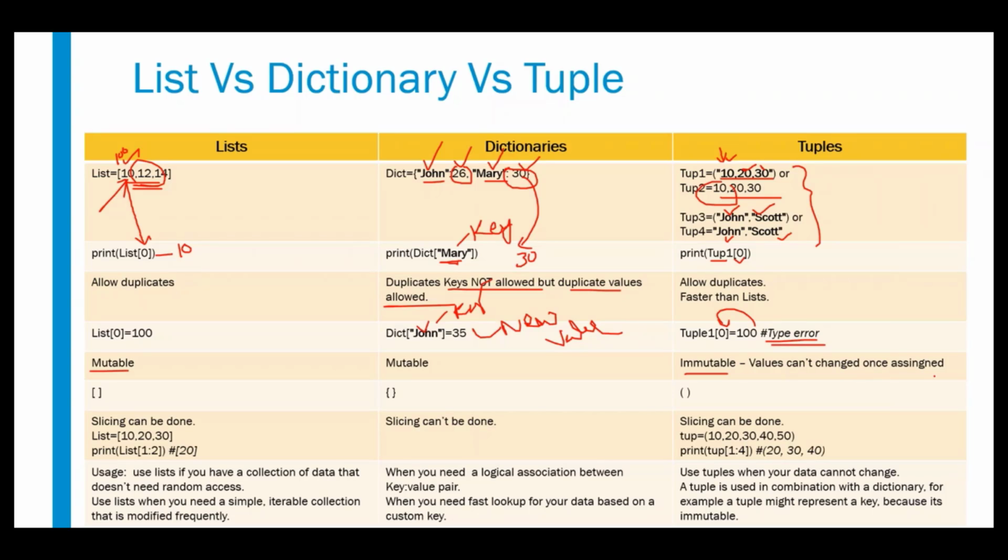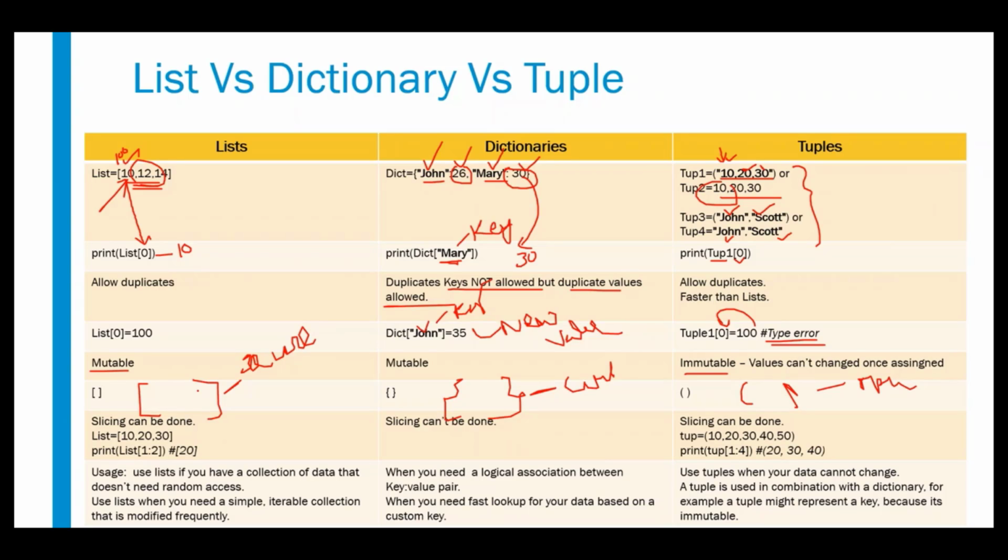Values can't change once we have assigned, because a tuple is immutable, and dictionary and list are mutable. Okay. Now lists are created using square brackets, and dictionaries are created using curly braces. And tuples are created using open braces. These are called square brackets, these are called curly brackets, and these are called open brackets.